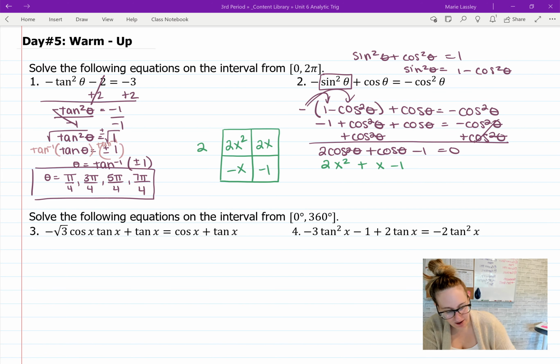Now that we have factored it, I'm going to go ahead and put the cosine back in. Everywhere you have an x in your factors, that would now go back to being a cosine.